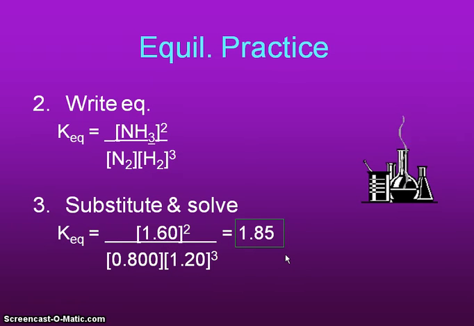And since that value is greater than 1, that means that our forward reaction is favored. If it were less than 1, then that means the reverse reaction would be favored.